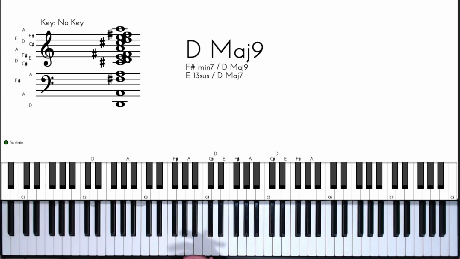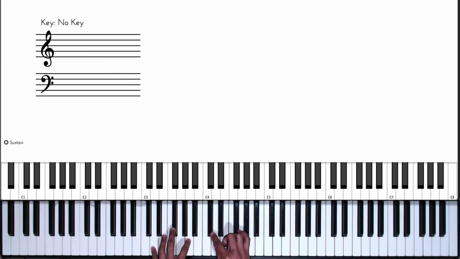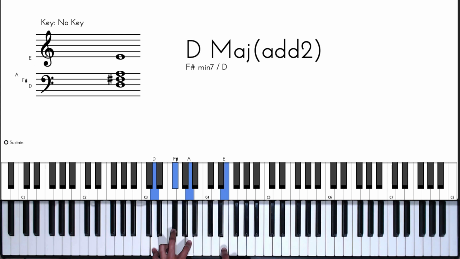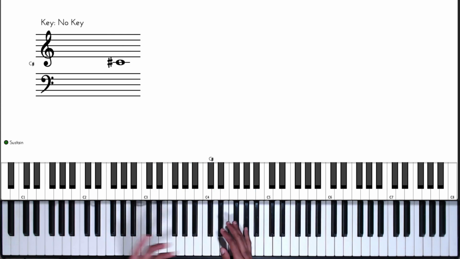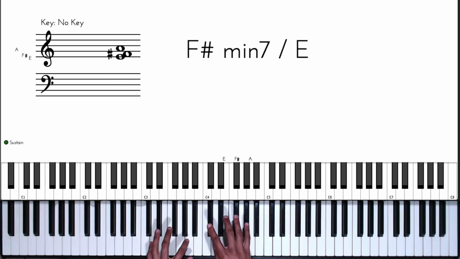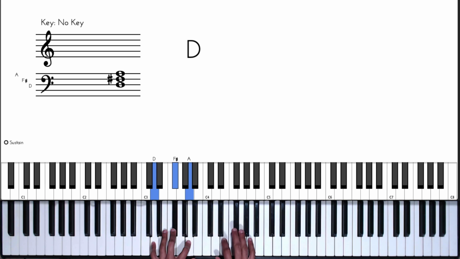Now this pattern right here that we do is very simple. The melody, all it does is play, right? It plays C sharp or D flat, D, E, F sharp or G flat, and then A. Da da da da da. 1, 2, 3, 4. Right?